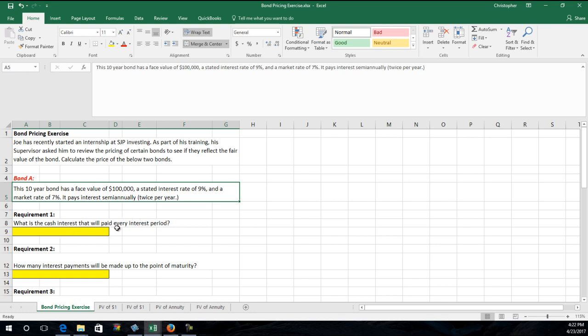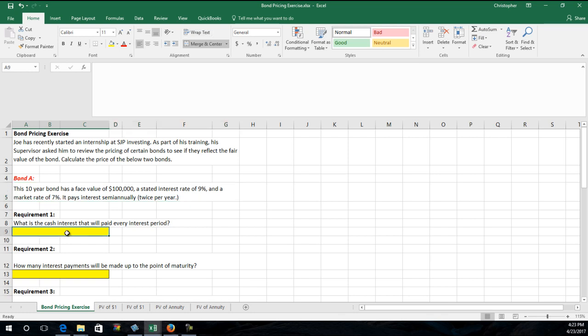So requirement 1, what is the cash interest that would be paid every interest period? Now keep in mind, the interest period is a 6-month interest period. So we have two things to remember here. To calculate the cash interest, we have to use the stated interest rate. But we also have to remember that the rate is always given in an annual form. We want a semi-annual form. So if it's 9% per year, it's half of that twice a year, every semi-annual period. So we will take 4.5%, half of 9%, multiplied by the $100,000, and we will find out that the interest payment will be $4,500 per interest period.